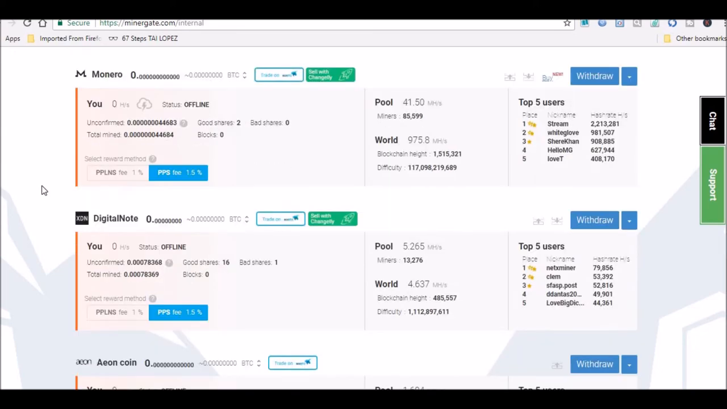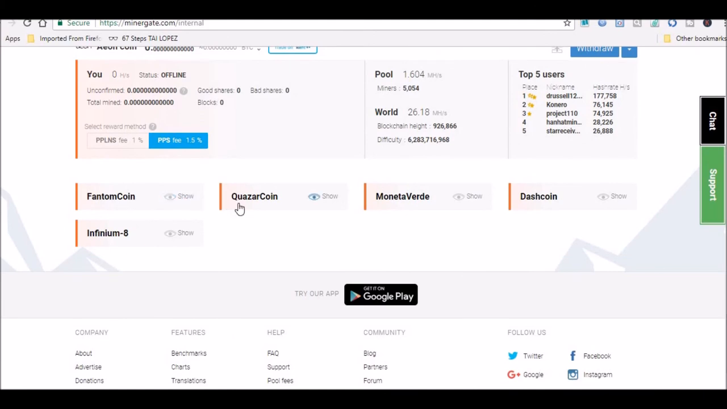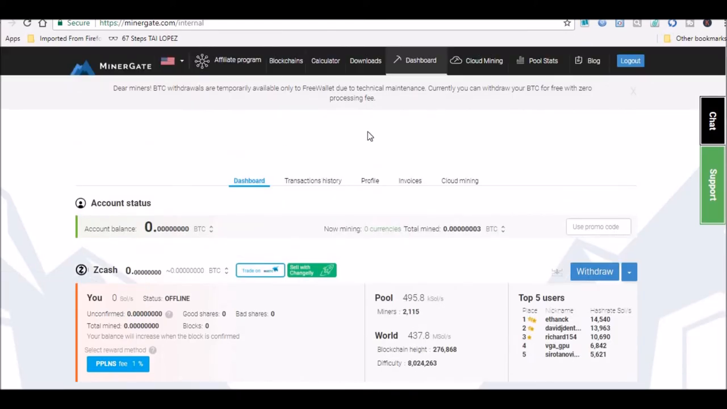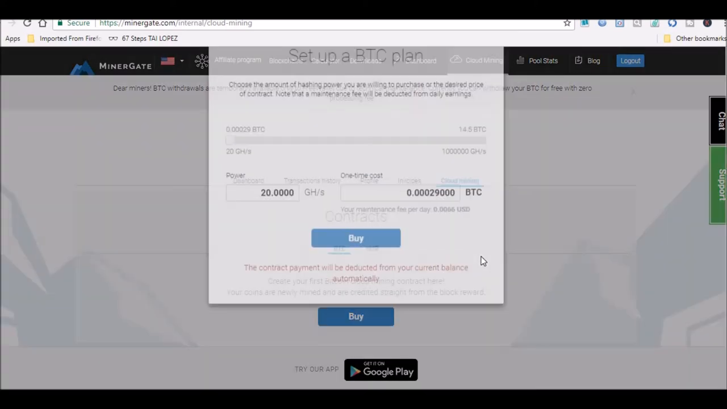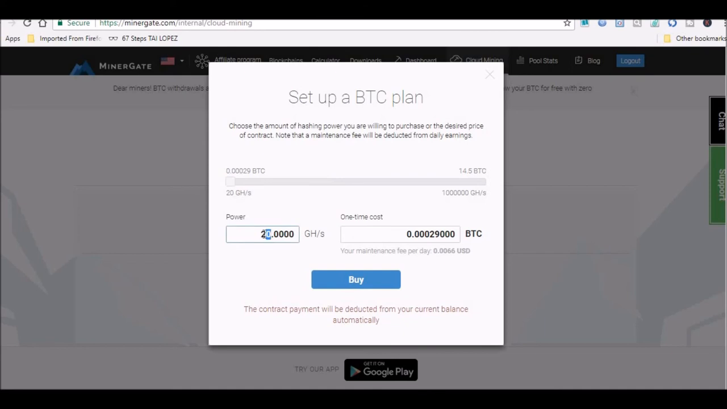Anyways, there's Monero, Digital Note, Aeon, Phantom Coin, Quasar Coin, Monteverde, Dash Coin, Infinium 8. You can also cloud mine with them. I haven't just scratched the surface, but you can only cloud mine Bitcoin and Monero. I'm trying to figure out right now how long the contracts are for. So if we click buy Bitcoin, let's compare real quick. Let's do 100 gigahash or close to it and see what that's going to cost as compared to the other two. So copy these.